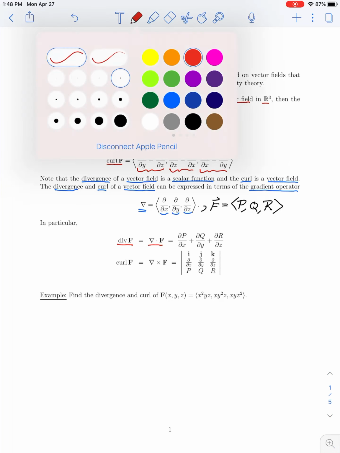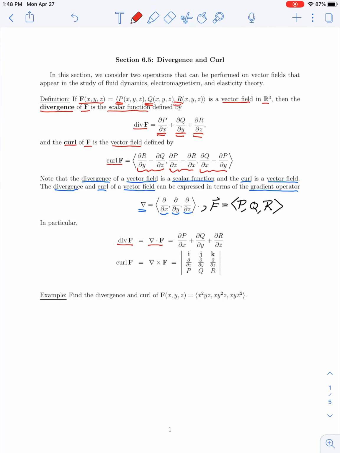So one way that we could think about the divergence is as the dot product of these two vectors. So we would take the product of their first components, so that is the partial derivative with respect to x of the function P, or partial of P with respect to x, plus, then we multiply the next components, so partial derivative with respect to y of the function Q, or partial of Q with respect to y, and then we add the product of the last two components, so partial with respect to z of the function R, or the partial of R with respect to z.